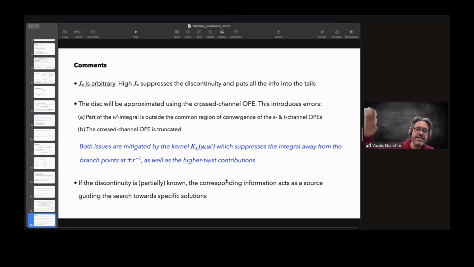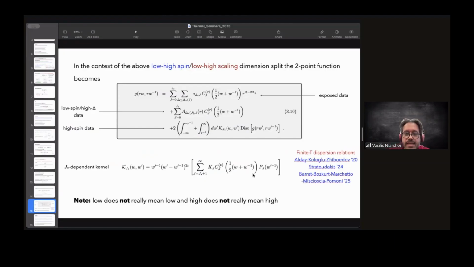If I make J star very small, then I'm putting more and more contributions to this term. And now I have to deal with the fact of how I approximate this term, right? Because I haven't solved this problem, so I don't know what G is, so I don't know its discontinuity. So I have to model it in some way. One way to do that is, I can go to the cross channel here, and I can use again the T-channel OP expansion, say the first few terms, to approximate that discontinuity.